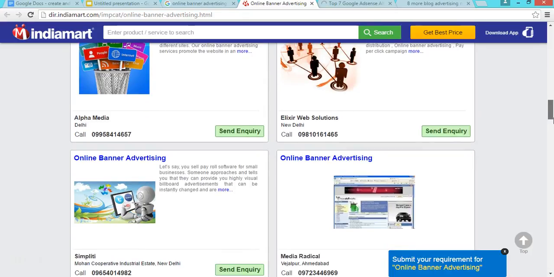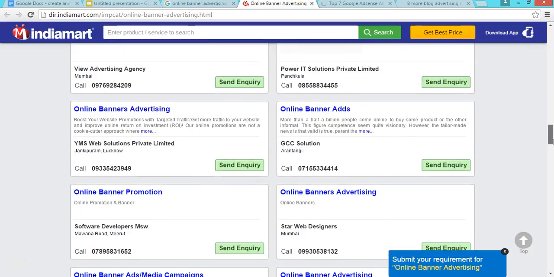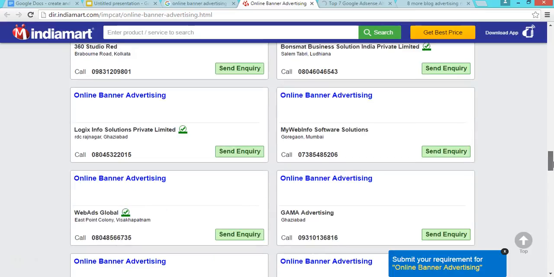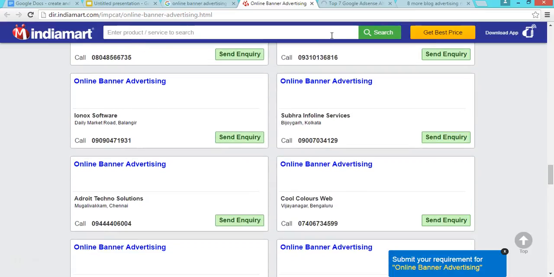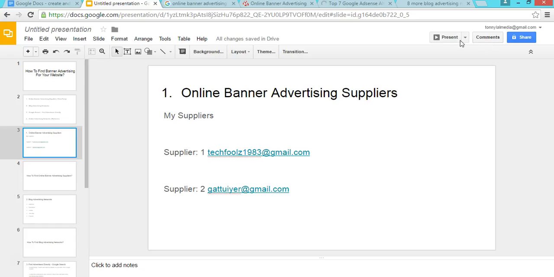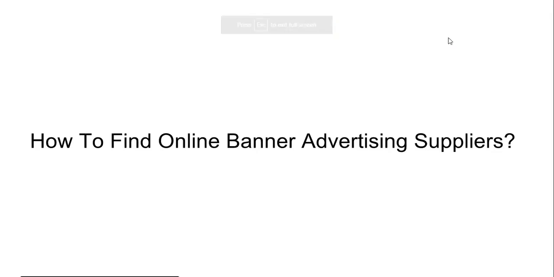If you don't want to work with my suppliers, or for whatever reason, you can find any number of these suppliers. The idea is you always find new suppliers and tell them about your website, so that they will have a look at your website and keep you added in their list, so that whenever they have an advertiser, they can contact you.